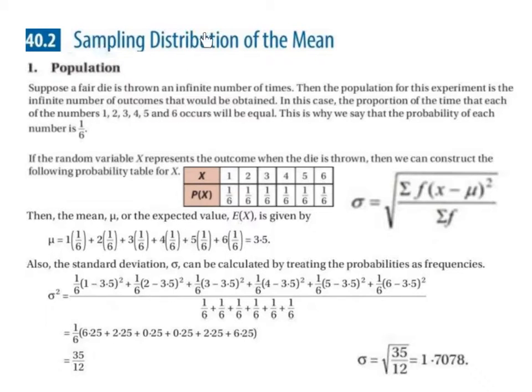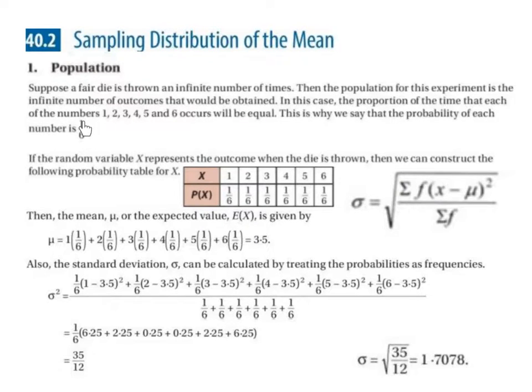Sampling distribution of the mean. Part 1, population. Suppose a fair die is thrown an infinite number of times. Then the population for this experiment is the infinite number of outcomes that would be obtained. In this case, the proportion of the time that each of the numbers 1, 2, 3, 4, 5, and 6 occurs will be equal. This is why we say that the probability of each number is 1 over 6.